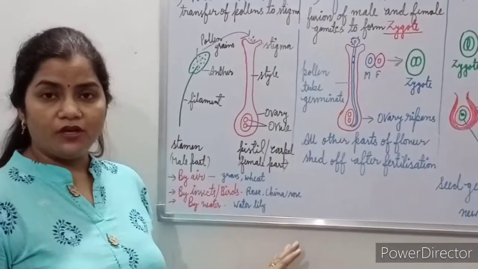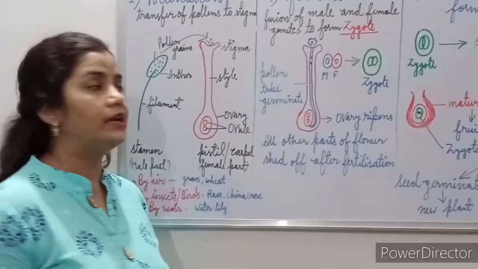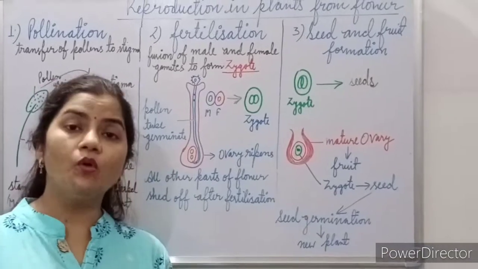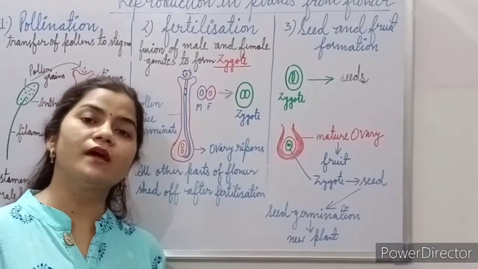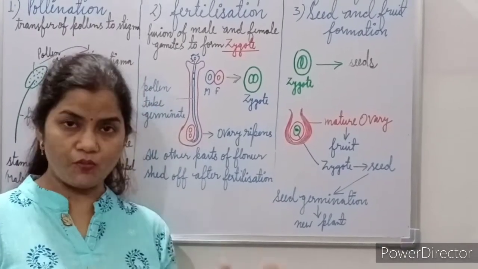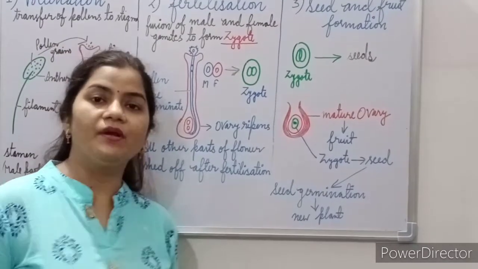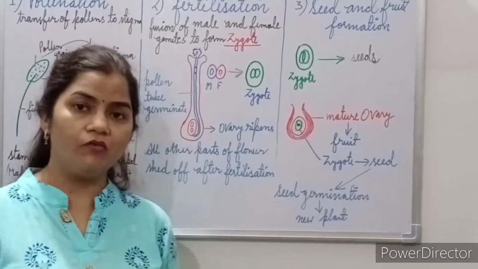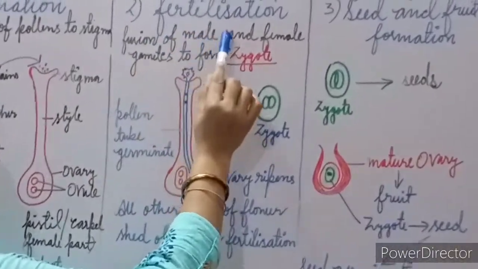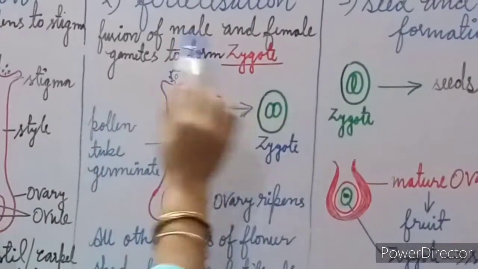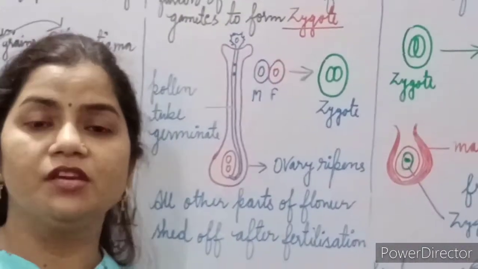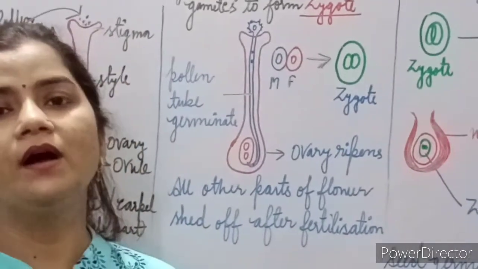Now, after the pollination, the next process which follows, we call fertilization. Fertilization is a process in which two types of gametes are involved, male gamete and female gamete. The male gamete in plants is in the pollen grains. The pollen grain contains the male gamete, and the female gamete we call the ovule, which is formed in the ovary of this stem. So what is fertilization? The fusion of male and female gamete to form a zygote. The zygote is the first cell of life. So during fertilization, male and female gametes are fused to form a zygote.